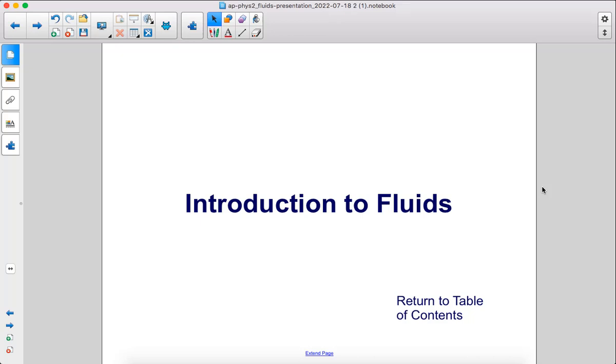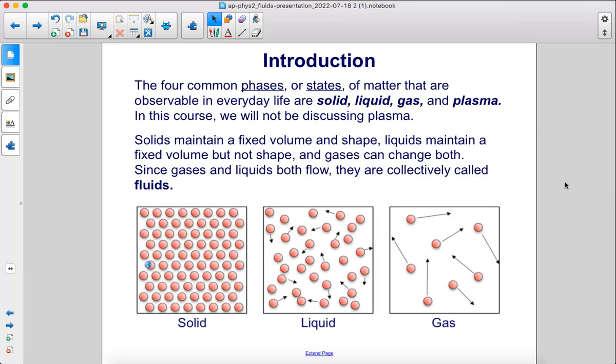Introduction to fluids. The four common phases or states of matter that are observable in everyday life are solid, liquid, gas, and plasma. In this course, we will not be discussing plasma. Solids maintain a fixed volume and shape, liquids maintain a fixed volume but not shape, and gases can change both. Since gases and liquids both flow, they are collectively called fluids.